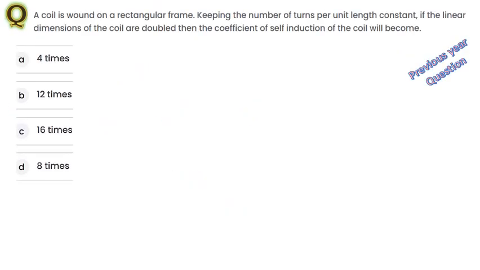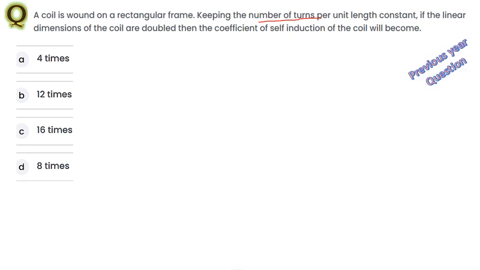Old important old question paper problem. A coil is wound on a rectangular frame, keeping the number of turns per unit length constant. See, this is the key term. What they have given here is that the number of turns per unit length is constant.